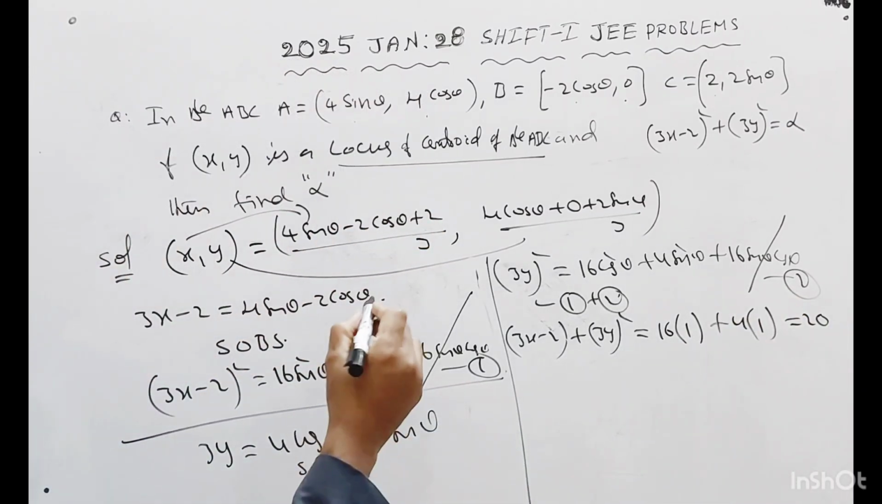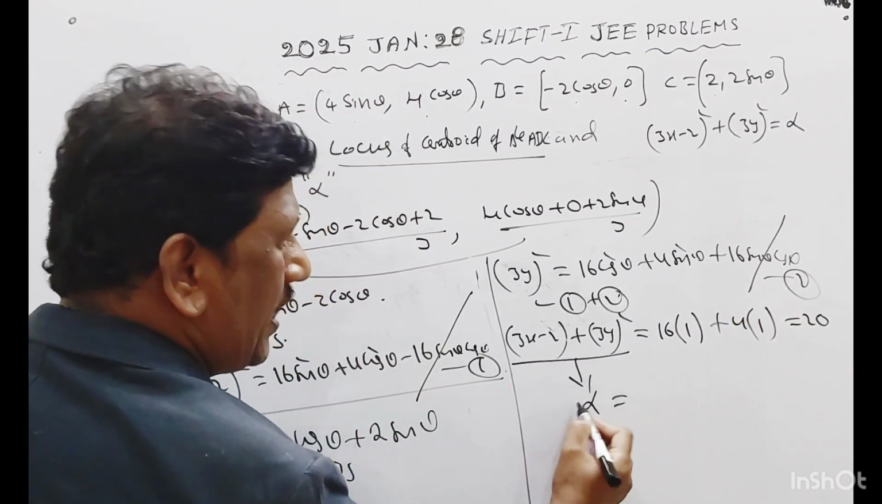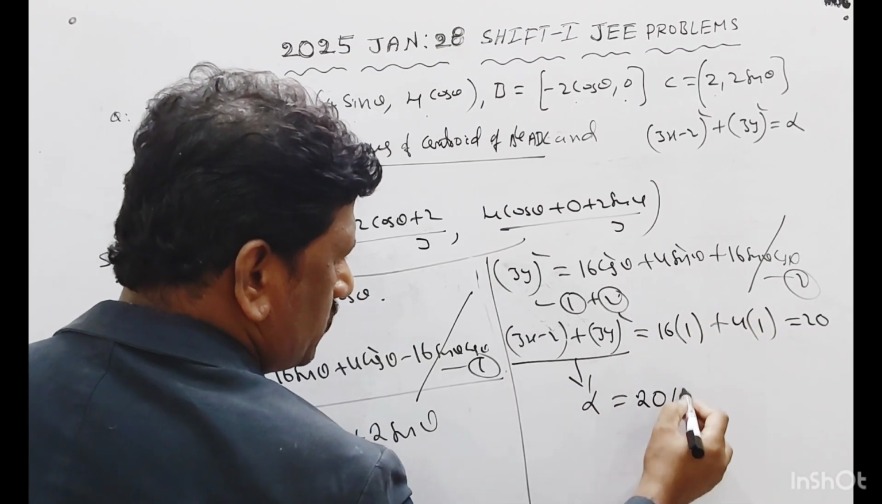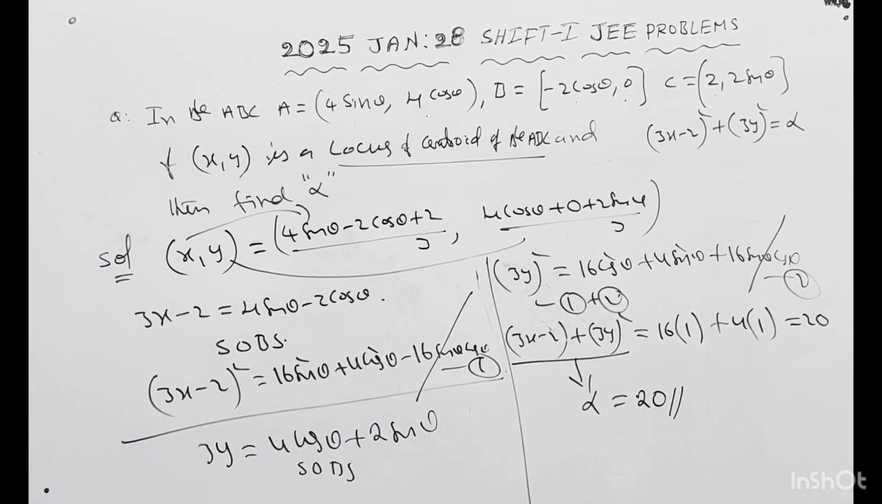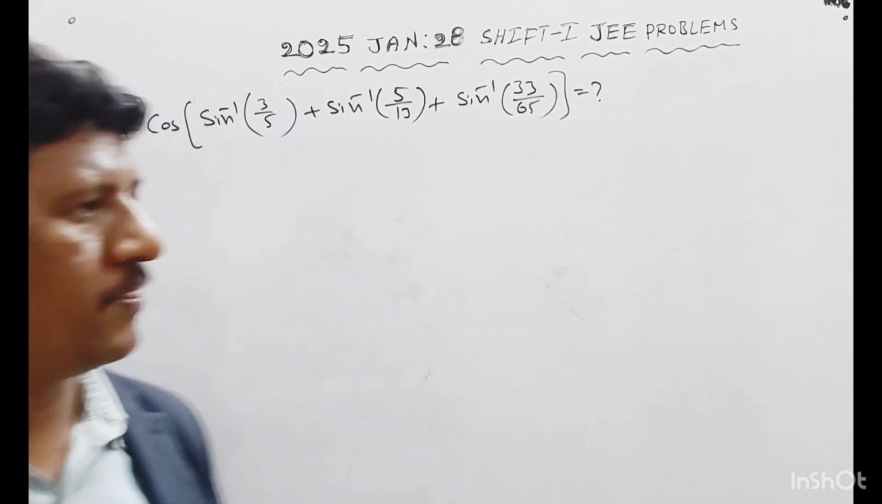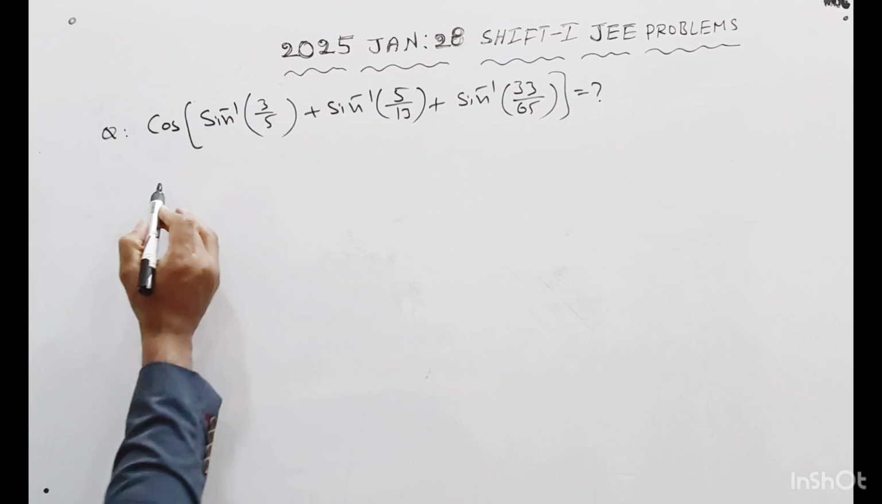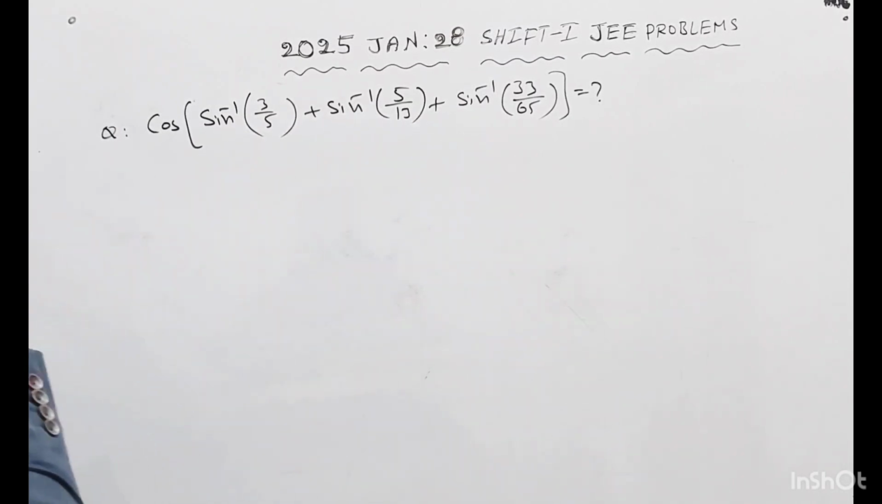But as per the given statement, he has taken this entire value as alpha. So alpha value is 20. Right, so this is the answer for this problem. Yes, students, this is the question from inverse trigonometry. So what is the value of this entire step, they asked.